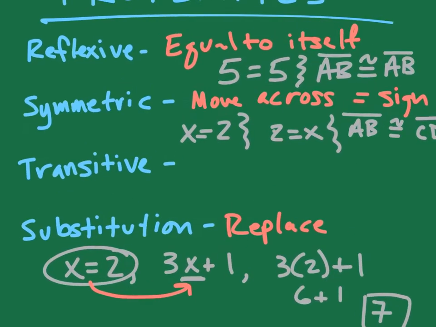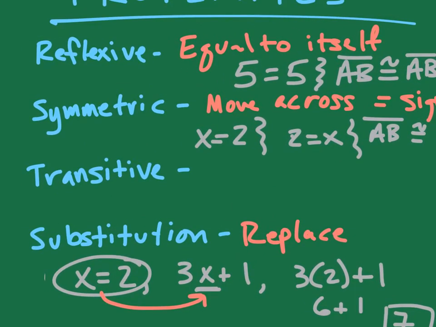The transitive property means this. It's hard for me to explain it in words, but what I like to say is that if A equals B, and B equals C, then A is equal to C.